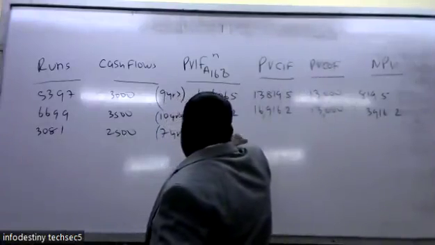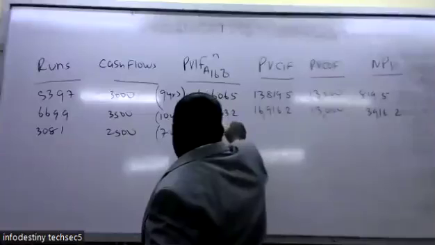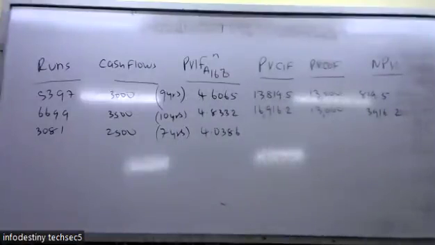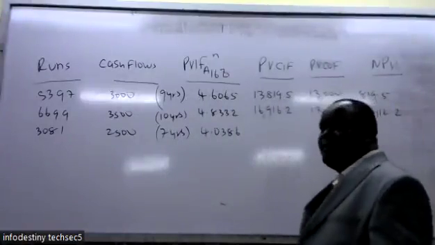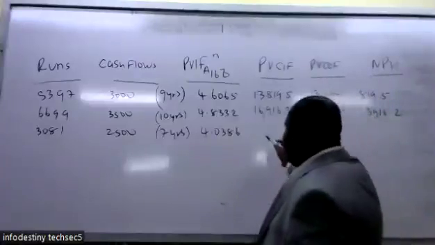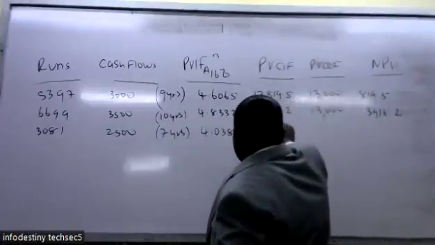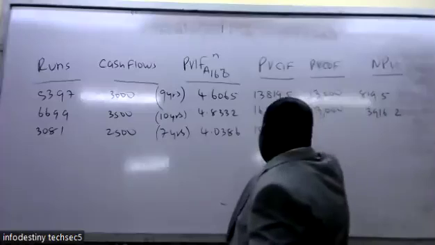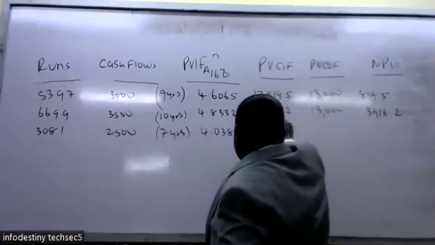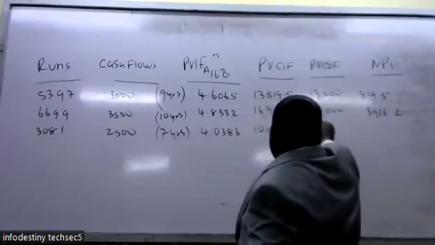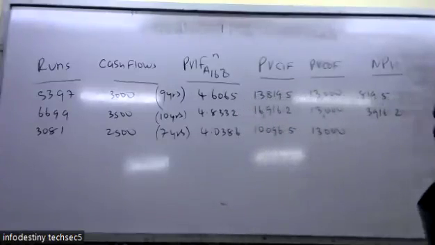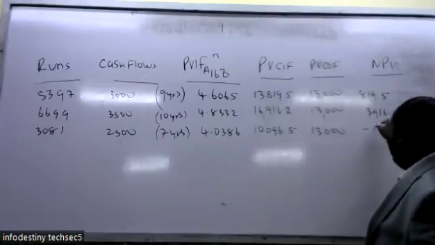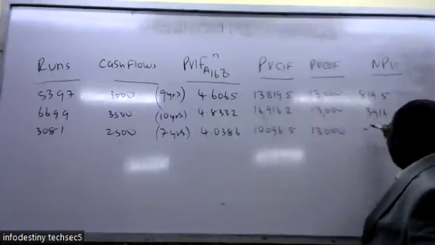4.0386. So also multiply 2500 by 4.0386. That gives 10,096. It is 10,096, isn't it? Yes. So here 13 remains. So it will be negative what? Negative 9... point 2.